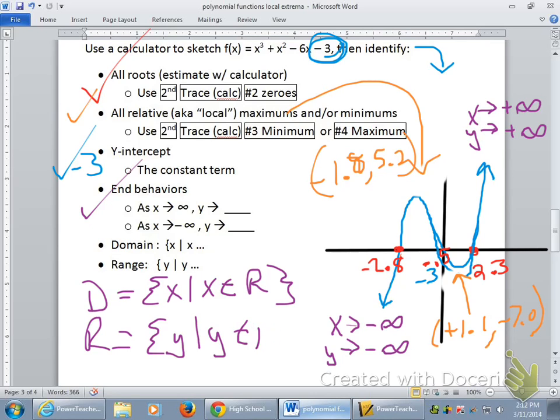Now, does that happen on every one? No, it doesn't. Okay? If you would have had an even function, it wouldn't be all real numbers, would it? Because isn't there a maximum and a minimum, or a minimum on an even function? All right. Questions? Yes, sir. Can you give the domain again?